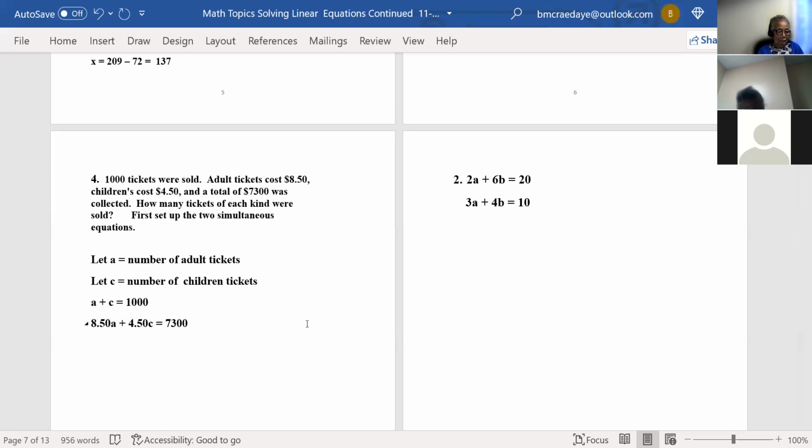Now, solve for the number of adult tickets sold and the number of children's tickets sold. How would you do that? My next step was C, which is children, equals 1,000 minus adults. Okay, so you took this equation. Let's take number one; we'll call that equation number one of our simultaneous equations, and this one is number two.